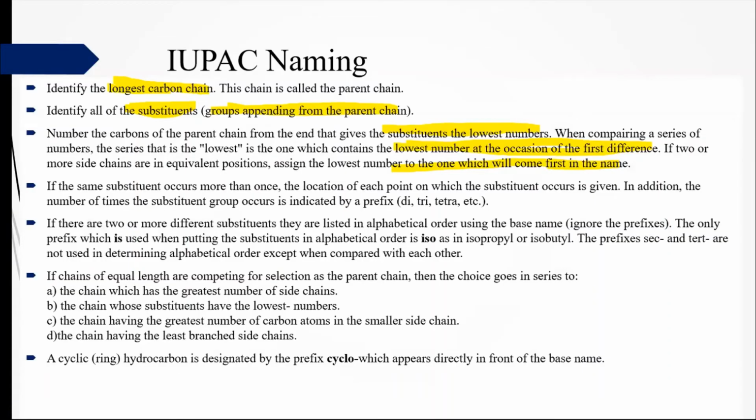Now, once we know the chain, we've numbered them, and we know which substituent is going to come first, we can start to use our prefixes di, tri, and tetra in order to identify how many of those substituent groups there are. If there's more than one, then you put them in alphabetical order.